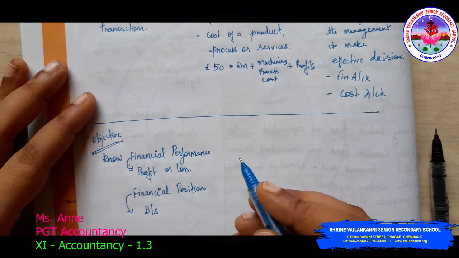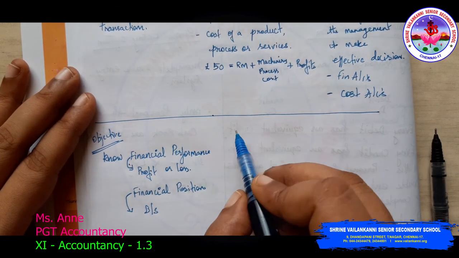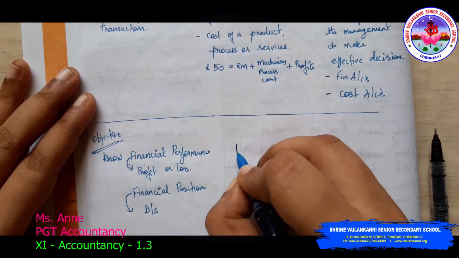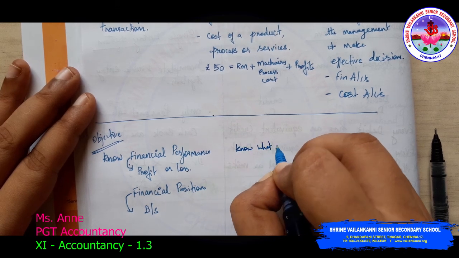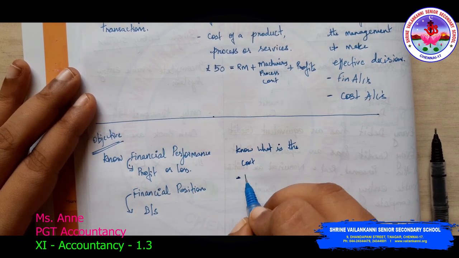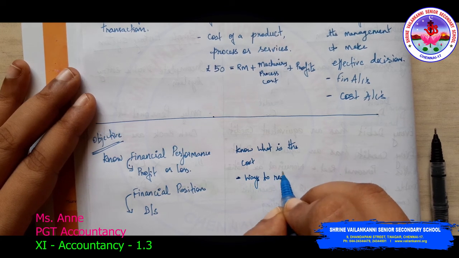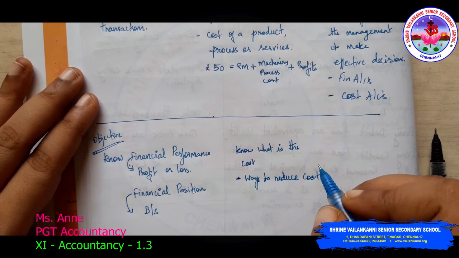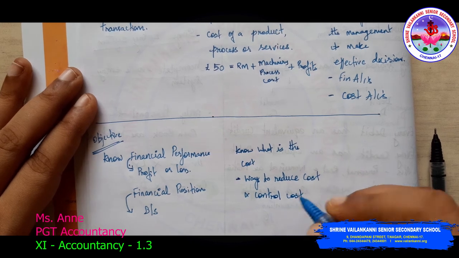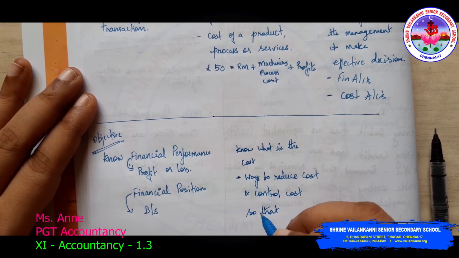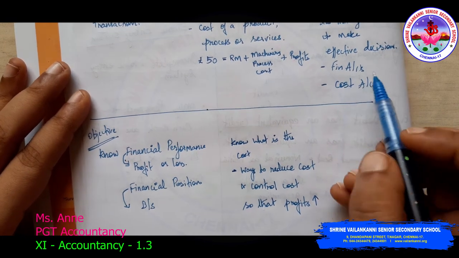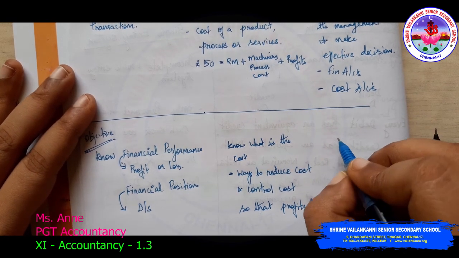Now what is the objective of preparing cost accounting? The objective of preparing cost accounting is to know what the cost is and identify various ways to reduce cost and control cost so that profits can be increased.